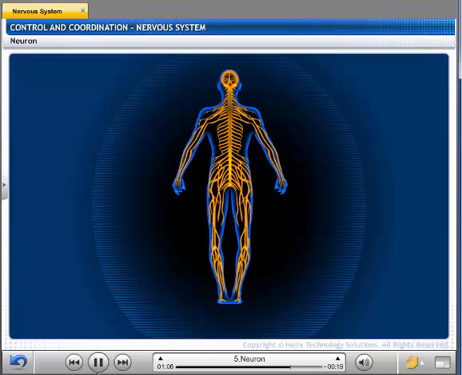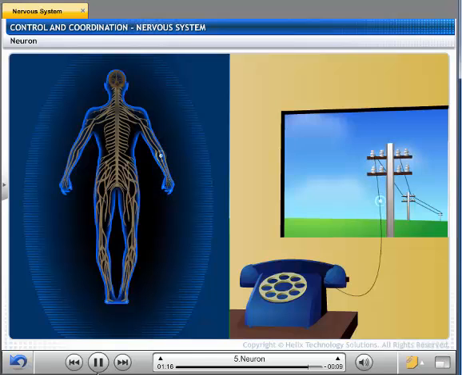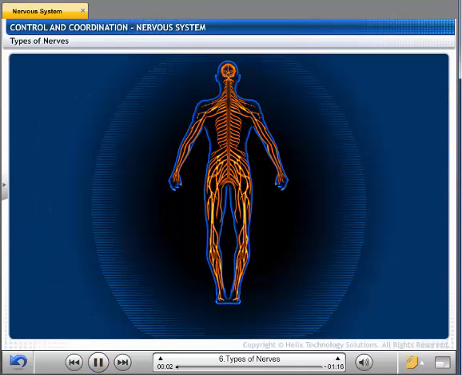Nerves are seen as thin threads that emerge from the brain and spinal cord and branch out to all parts of the body. Nerves carry messages back and forth, similar to telephone wires. Let's analyze the different types of nerves.